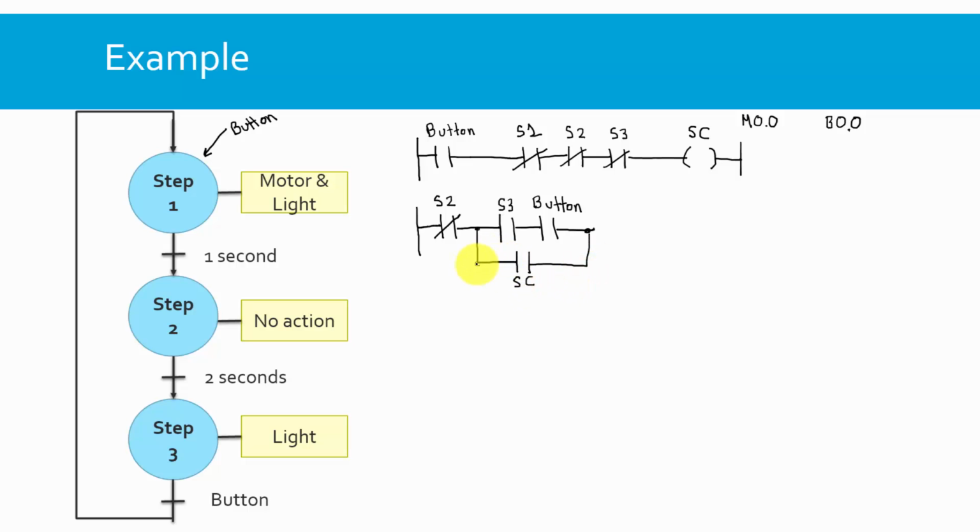And also we will need to latch this memory, which is of course step 1. So what I'm going to do is I'm going to put step 1 here also. And at the end of this program, I will put a coil with step 1. This is the way we program all the steps.